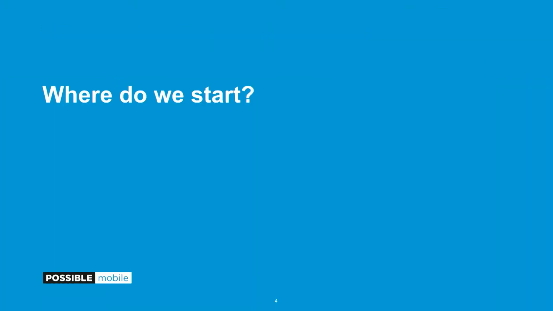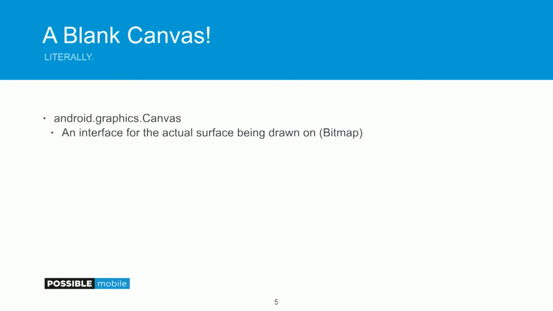So where do we start? If you want to start custom drawing with a canvas, the first thing you need is a blank canvas, literally. Everything we're going to be doing today is with android.graphics.Canvas. And this is just an interface that Android provides for drawing whatever you want into a bitmap.